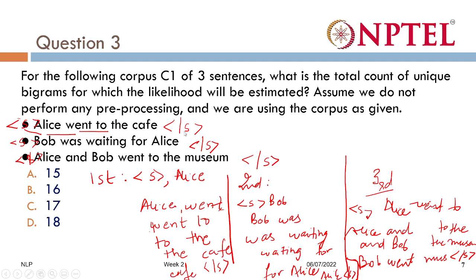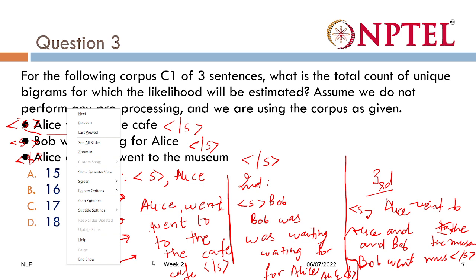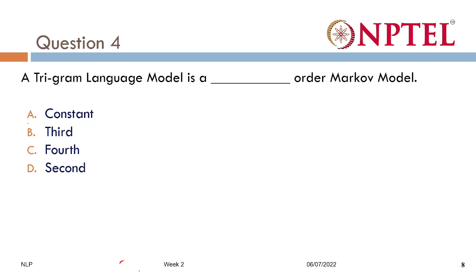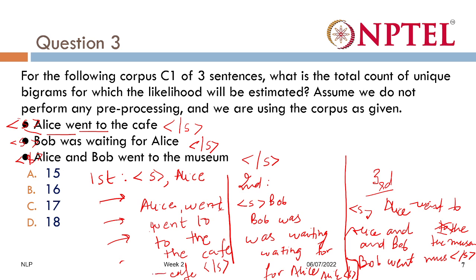Now they tell you to find the unique bigrams. What are they asking for the following corpus? What is the total count of unique bigrams? Unique means these bigrams should not be repeated. So if we see Alice went, is it occurring anywhere in the corpus again? No. Went to is also not occurring. To the is occurring here and also here, so you cannot count the second occurrence. Just discard it. As of now, we have 3. Then the cafe is 4. Cafe and end of the sentence is the 5th. So from here, we have 5 bigrams.